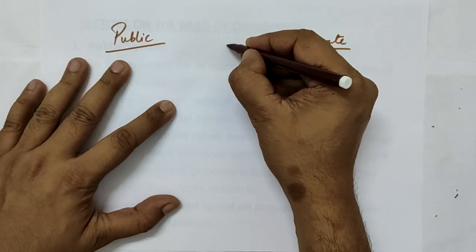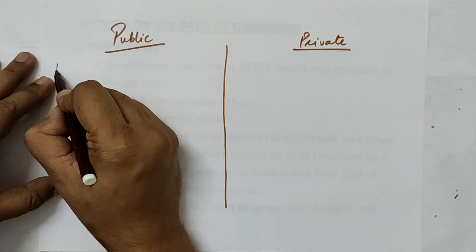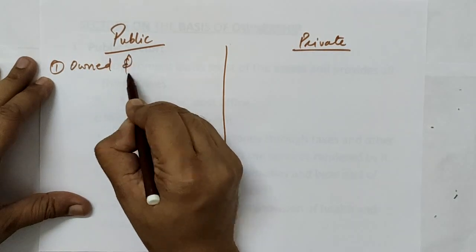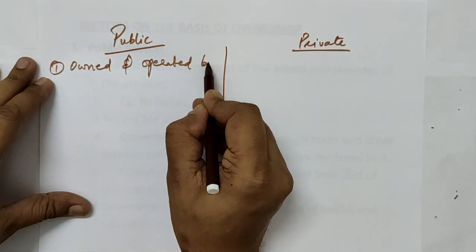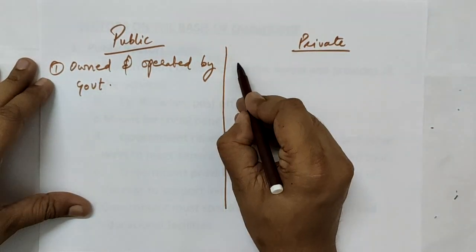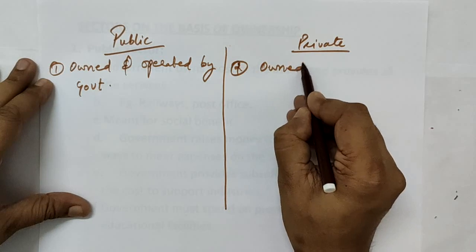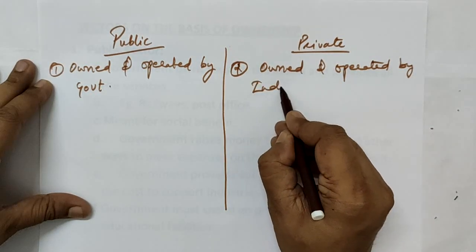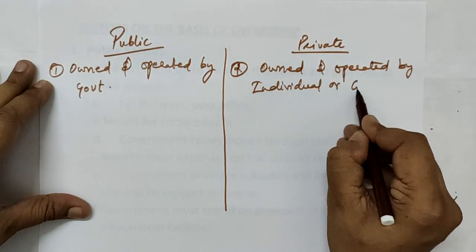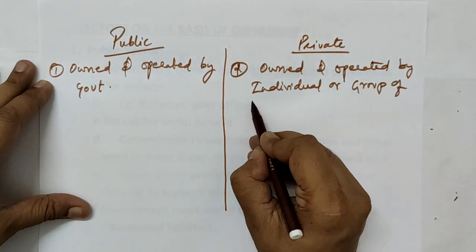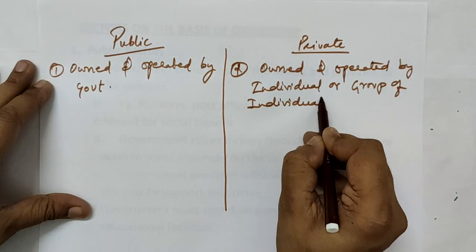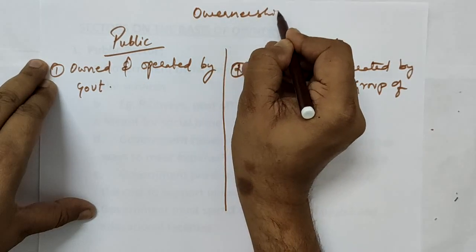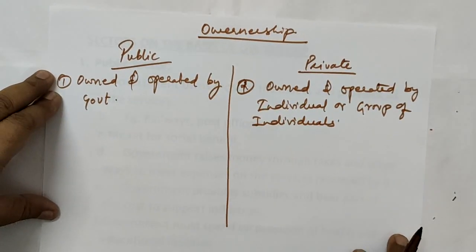If you talk about your public sector, as we know, public sector is basically owned and operated by government. The private sector is owned and operated by an individual or group of individuals. This one is on the basis of ownership. How they can be classified on the basis of ownership.